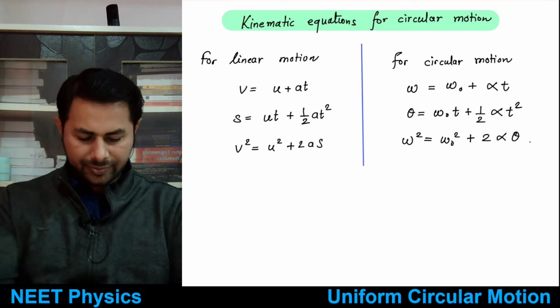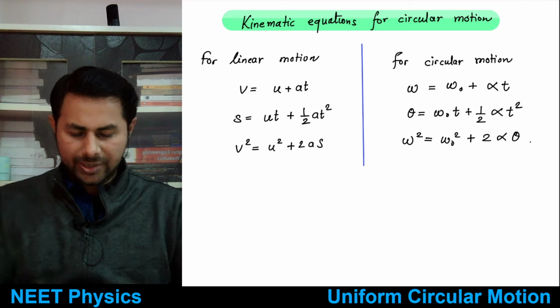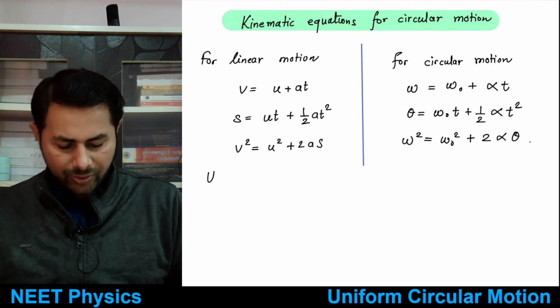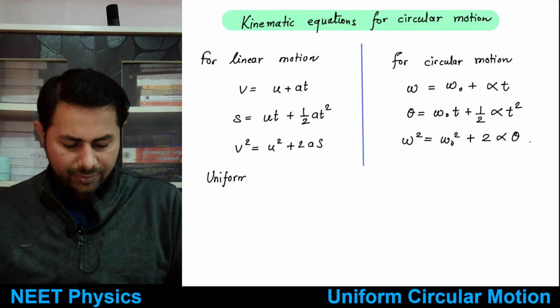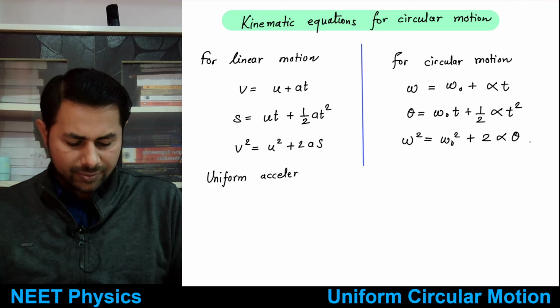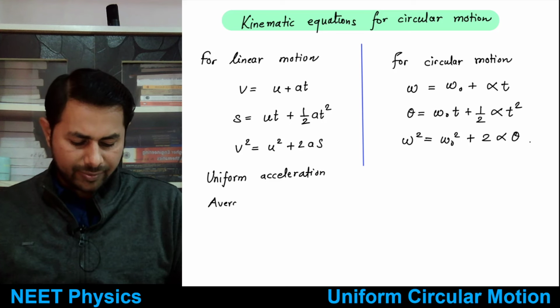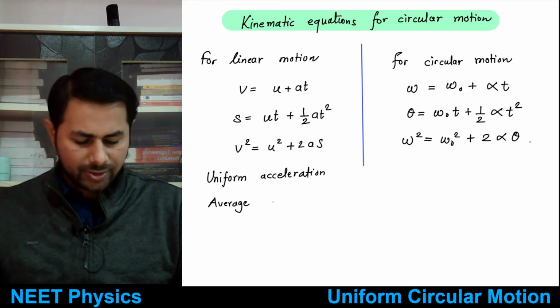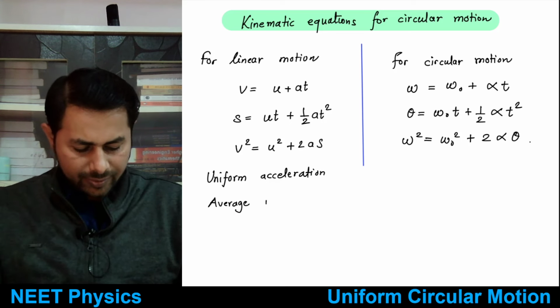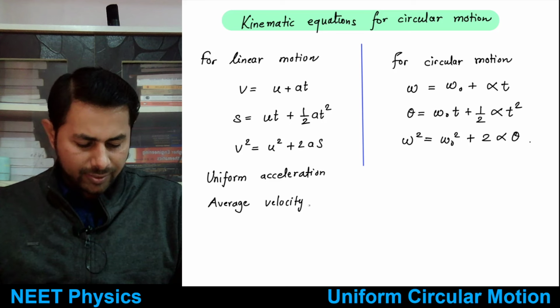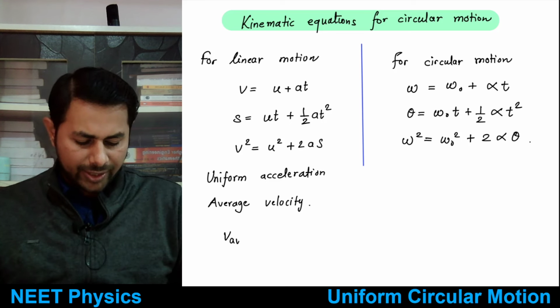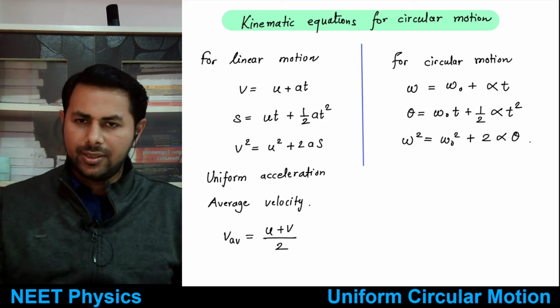Right, good. And then if you have uniform acceleration, then you can say average speed or average velocity. V average is just equal to what? U plus v divided by 2, right? We have seen this in straight line motion.